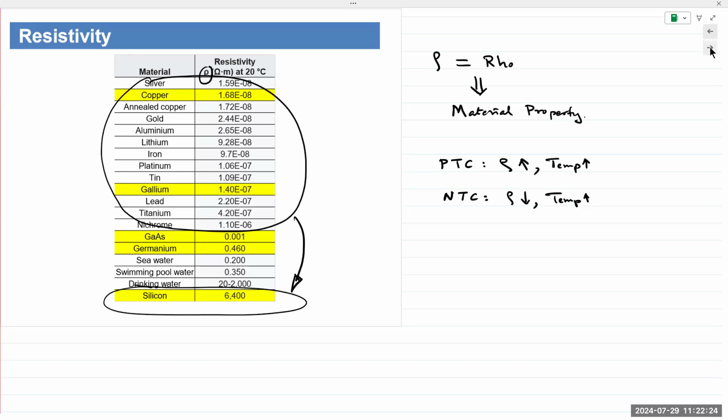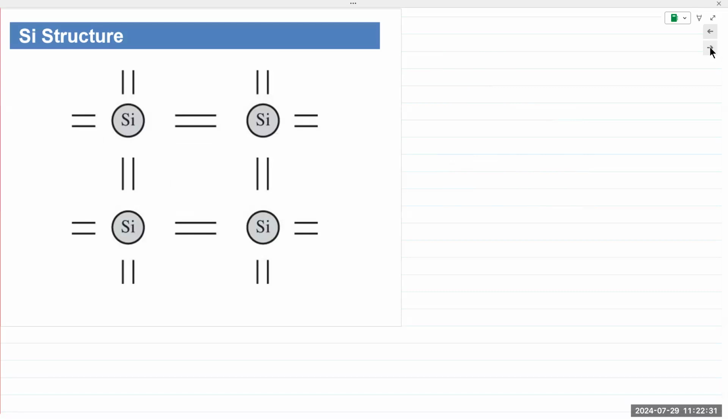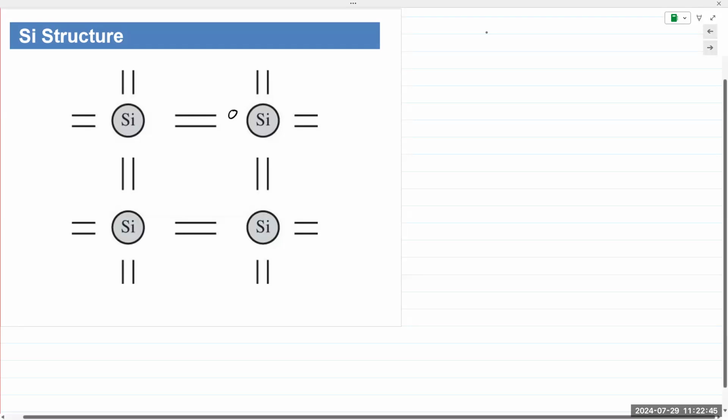Okay. So what is it that would make silicon a semiconductor? Well, silicon and germanium atoms have 4 electrons in their outermost orbit, or the valence orbit. And these 4 electrons, let's say it's one here, one here, one here, and one here, on four sides.